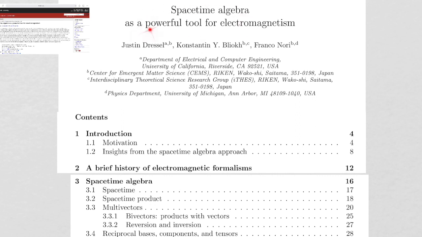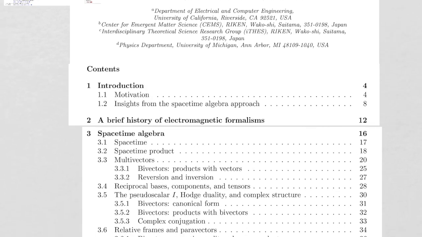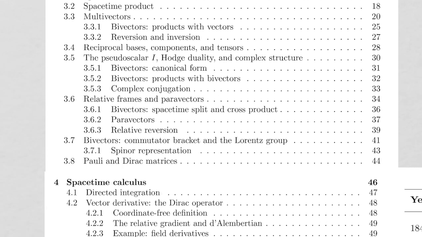Going to continue our study of this paper, Spacetime Algebra as a Powerful Tool for Electromagnetism. And this is intended to be part of a general introduction to geometric algebra as best I can. But I really do want to focus on the spacetime algebra because that's what's most applicable to at least elementary physics. And we have made huge progress. We have gotten all the way through 3.4, and now we are going to start on section 3.5, the pseudoscalar, Hodge duality, and complex structure. So let's begin.